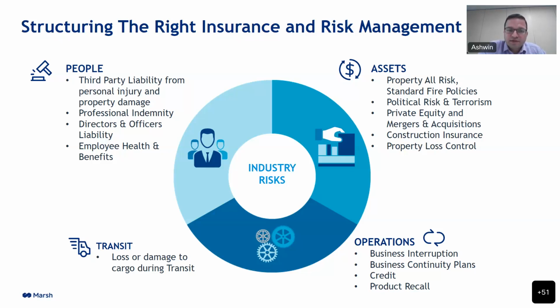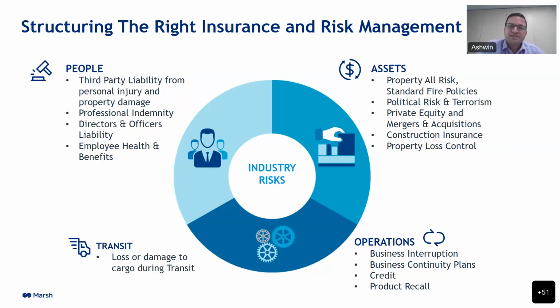There could also be auditors or solicitors functioning in the company, so there could be professional indemnity insurance. Then there are top executives, the critical directors and officers who are responsible for managing the operations of the organization. There could be mistakes in delivering professional advice. So there is D&O, directors and officers liability. It's also important to protect the people of the organization through employee health and benefits programs like Mediclaim and workmen's compensation.